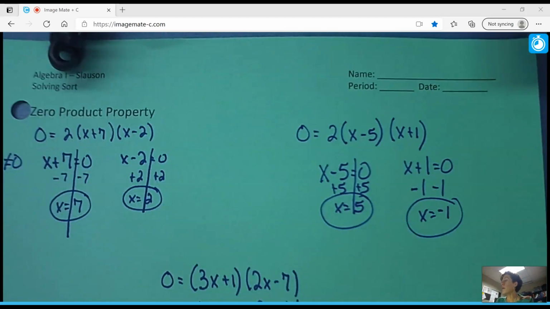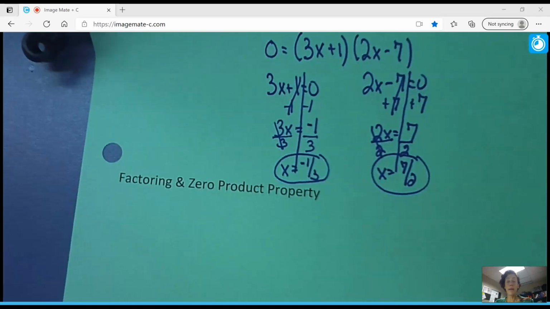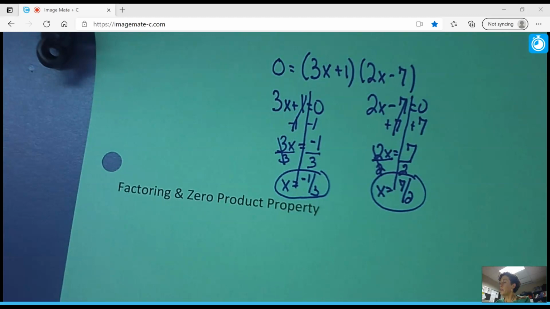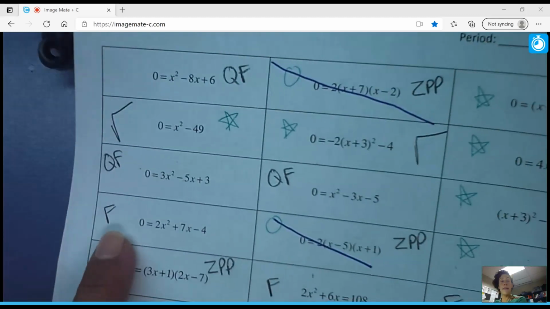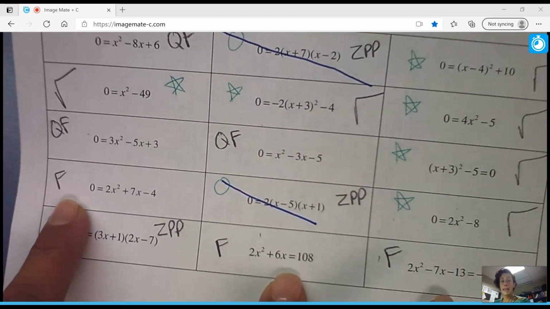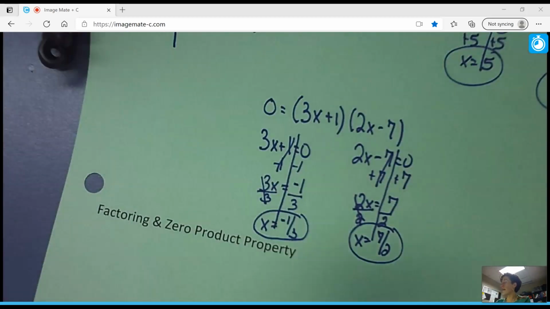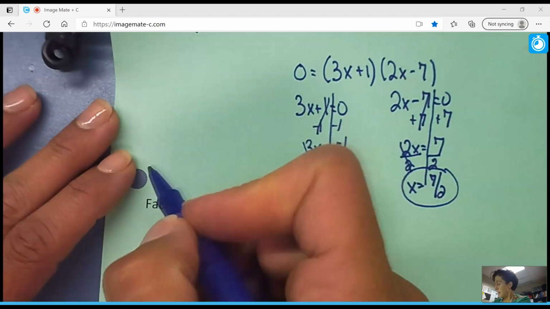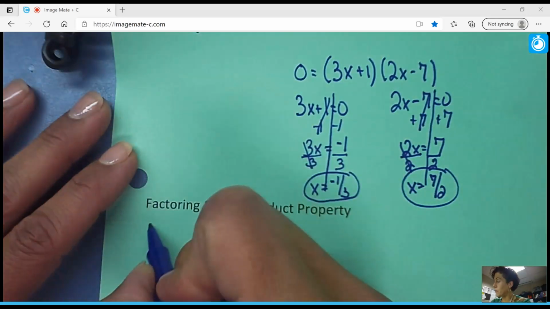All right, so now what we're going to look at is which ones were we able to factor and then do the zero product property. So those are any of the problems that have an F. So this one and this one and this one. And I did keep my sticky note of all those X's, so that won't take me as long. So I'll be putting this problem first.